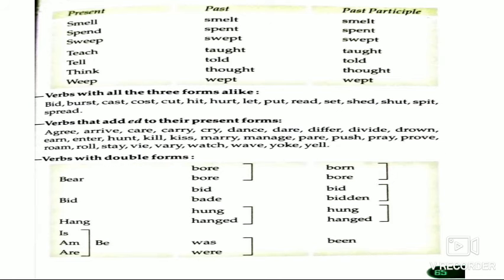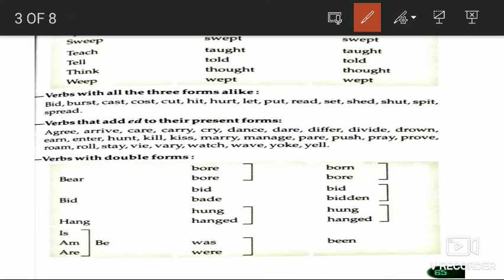Go to page 65. Verbs with all the three forms alike. Verbs such as bit, burst, cast, cause, cut, hit, hurt, let, put, read, set, shed, shut, spit and spread have all the three forms alike.